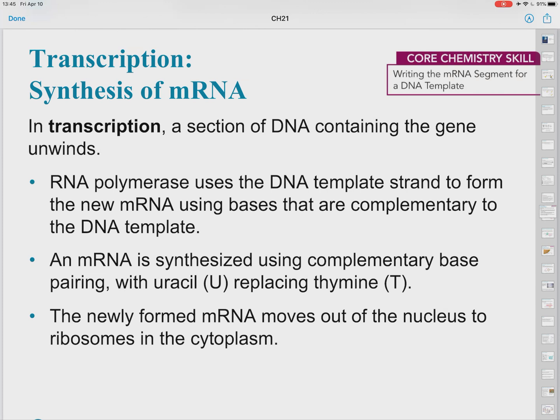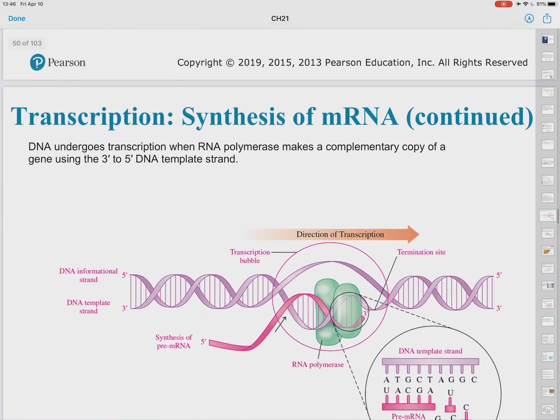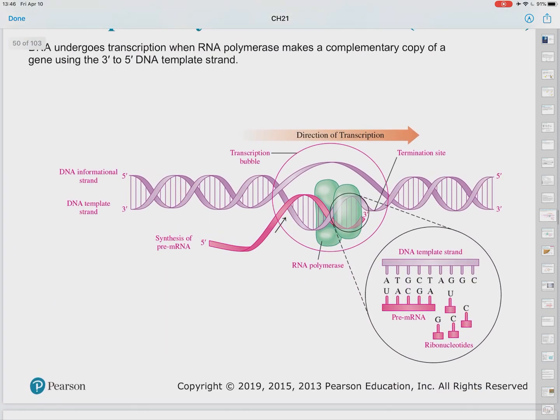So transcription takes place in the nucleus. We're going to make that mRNA. So the only difference really from the replication sort of machinery is that new strand, the daughter strand, isn't going to have any thymines in it. It'll have uracils.